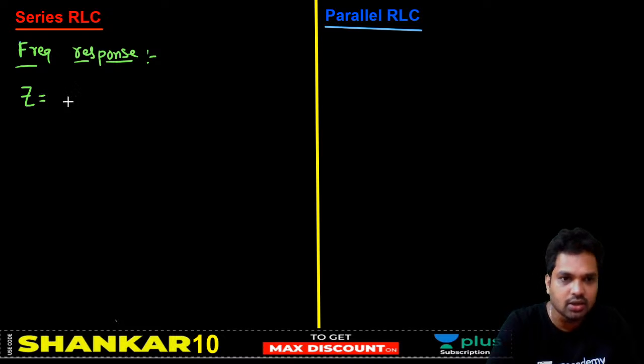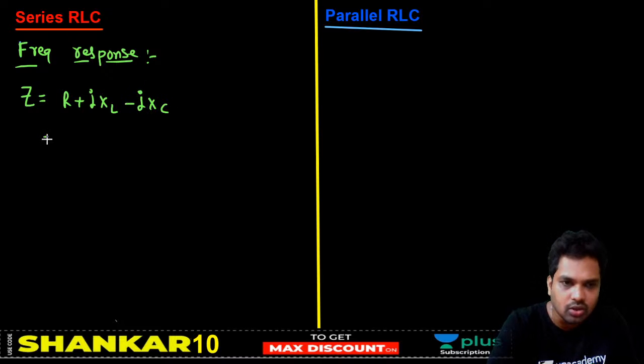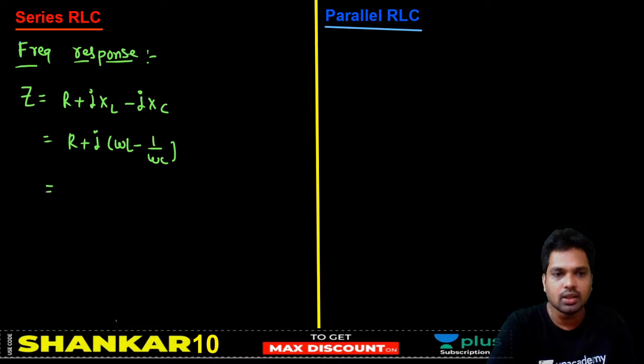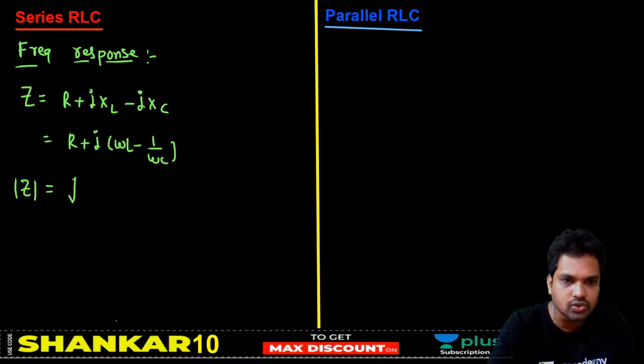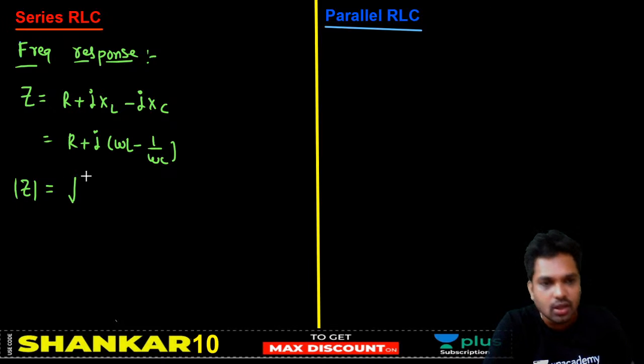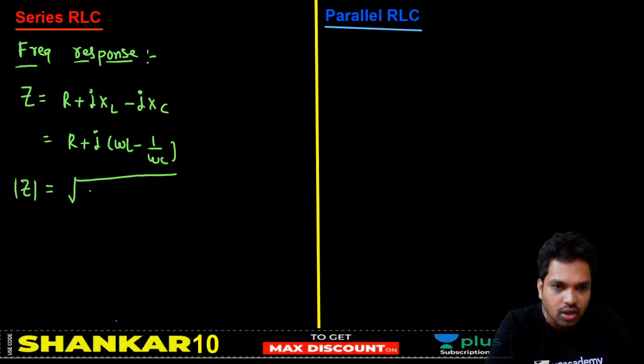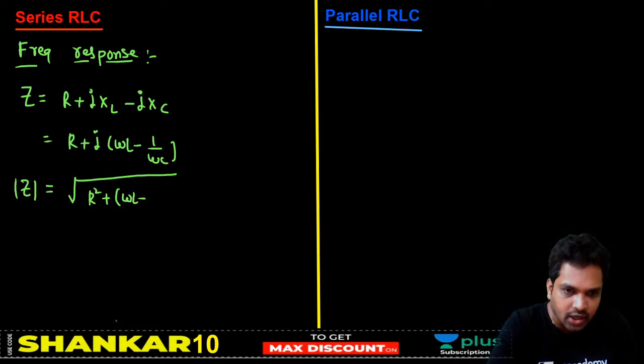If you take Z, Z is equal to R plus jXL minus jXC. You can write this as R plus j into (omega L minus 1 by omega C). That is, what is the magnitude of the Z? It is root of R square plus (omega L minus 1 by omega C) whole square.